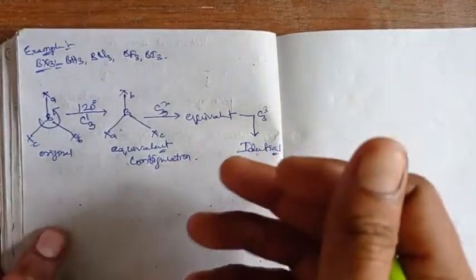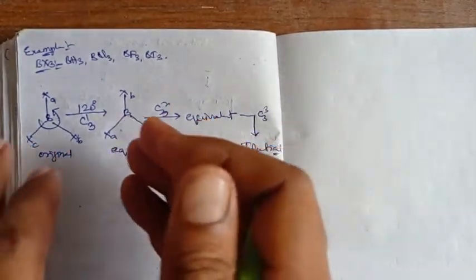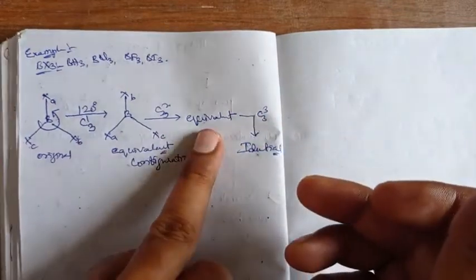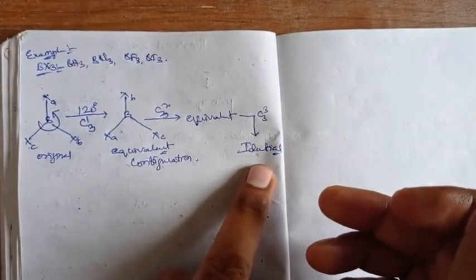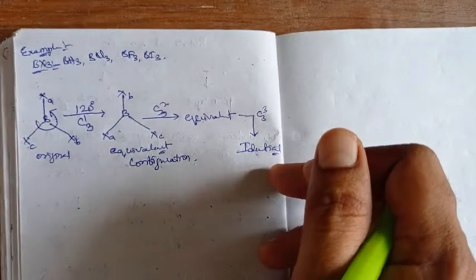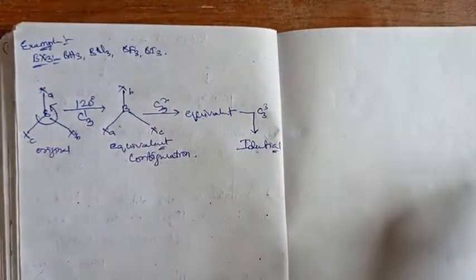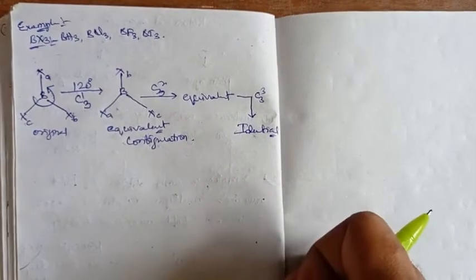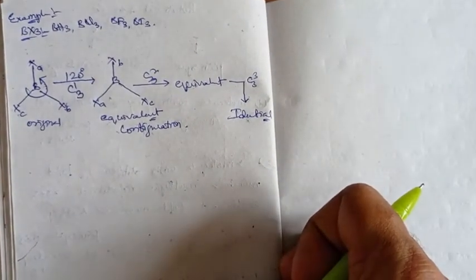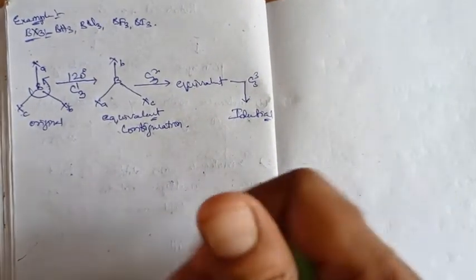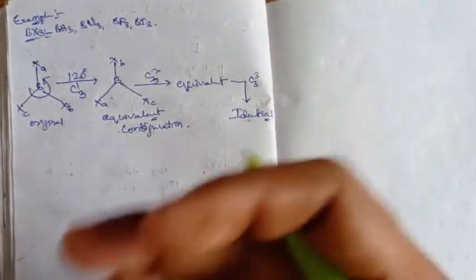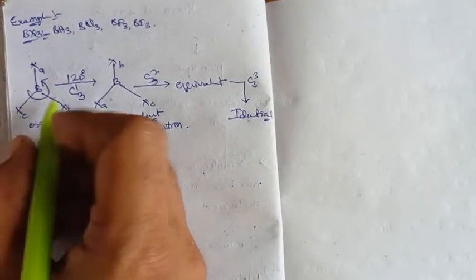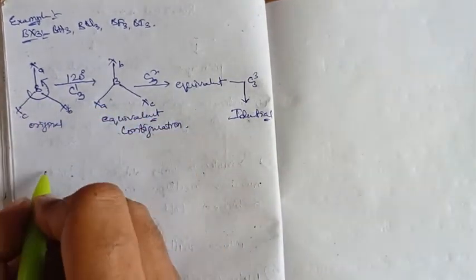As the video is getting long, I just give you this; you practice. The second time gives an equivalent configuration, and the third time leads to an identical configuration. When we go in depth, I will give you everything. Here I will just brief it. You practice it; the more times you practice, the more effectively you will learn. So like this, BX3 has a C3 rotational axis.